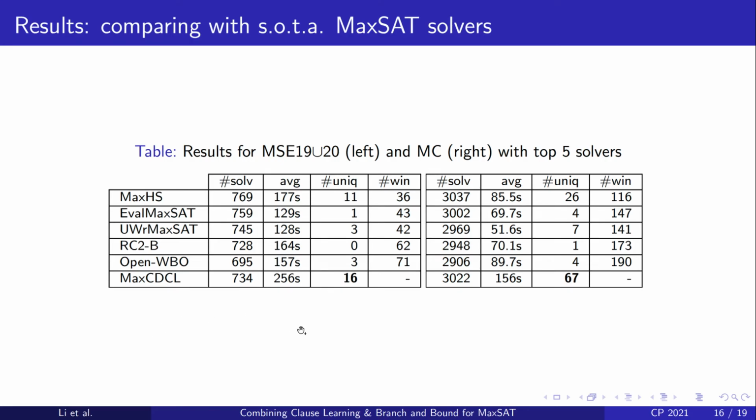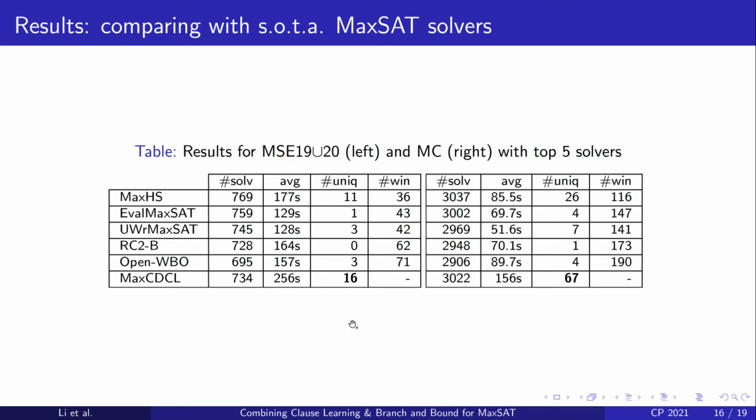In this second table, we show a comparison of our solver with the best 5 solvers of the MaxSAT evaluation 2020. We can see that in this first dataset, our solver is the 4th in number of solved instances, and in this other set it is the second best. We can also see here that MaxCDCL is able to solve an important number of instances that no other solvers can solve. For instance, this cell here is saying that MaxCDCL was able to solve 36 instances that MaxHS was not able to solve.